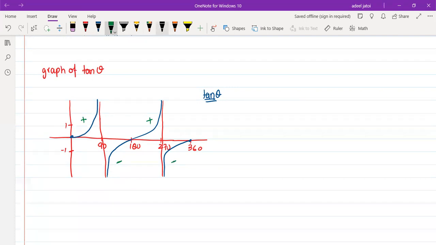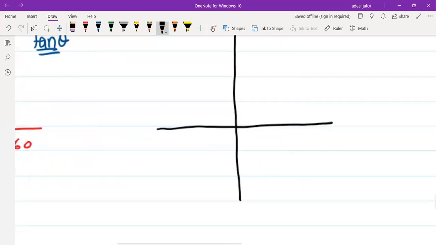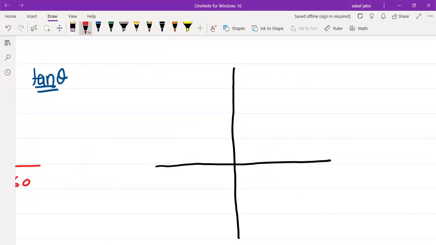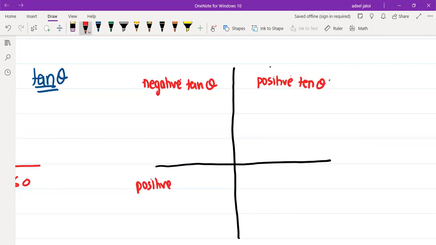That means if we define it through the four quadrants that we have, your first quadrant shows positive tan, right? Then your second quadrant shows negative tan. Then you have positive tan again. Then you have negative tan. So that means your four quadrants: first one is positive, second one is negative, third one is positive, and the fourth one is negative.